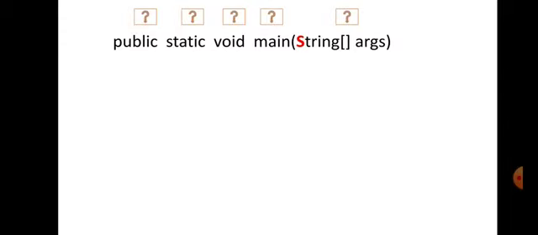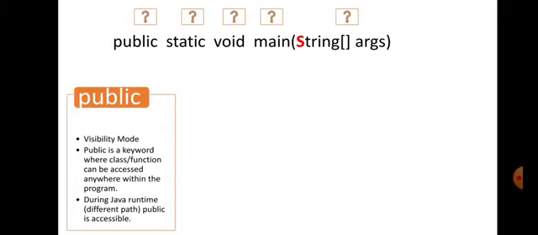Now, let us see public. Why is this main method called public? Before going to that, please understand the Java virtual machine, the interpreter will call only the main function. Even if your Java program has thousands of functions, the first function to be called is the main function. Public means visibility mode. Let me give you one example. You have this lighthouse in a big ocean. The lighthouse is visible to all.